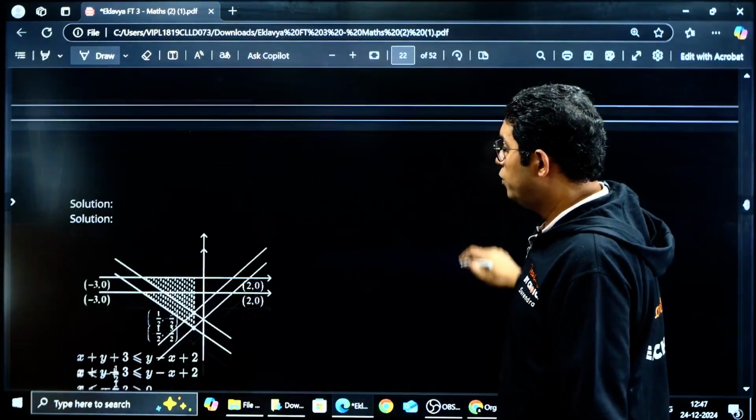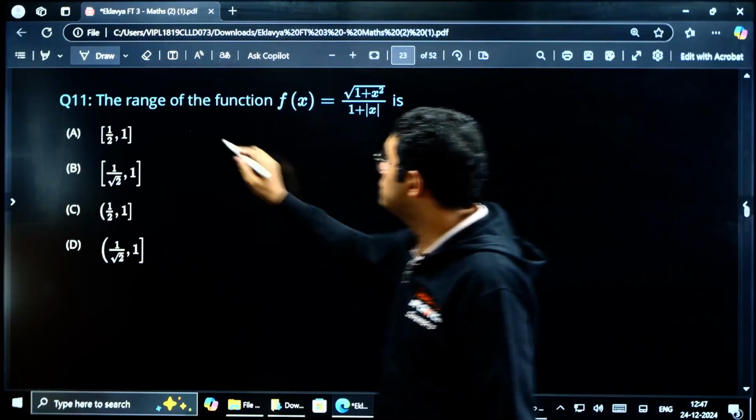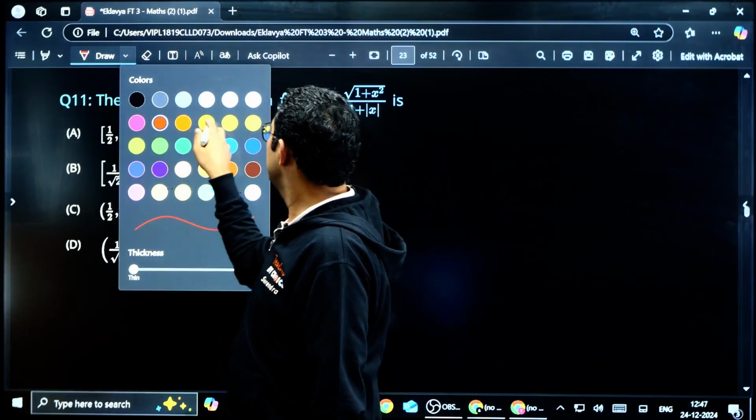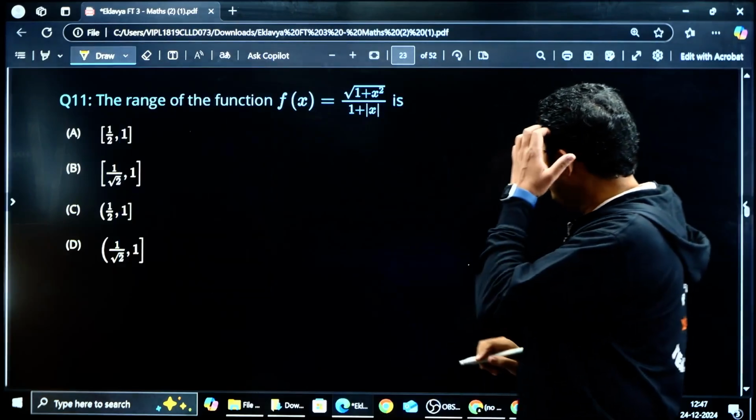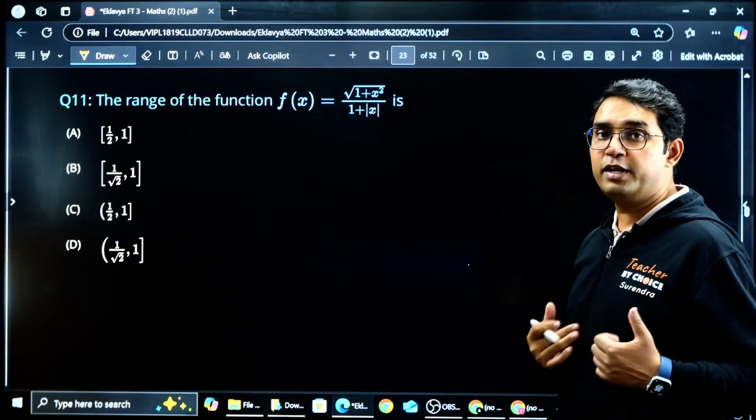Yeah. Moving to the next question, that is question number 11. We are asked the range of the function. Okay. So in this question, f(x) is equal to under root of 1 plus x square upon 1 plus mod x. We have to find the range of this thing.